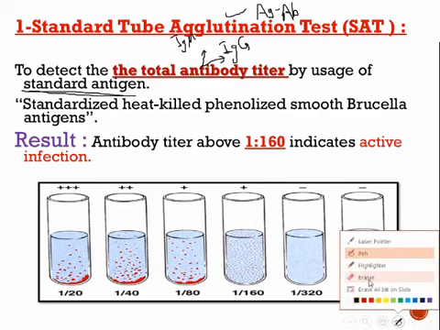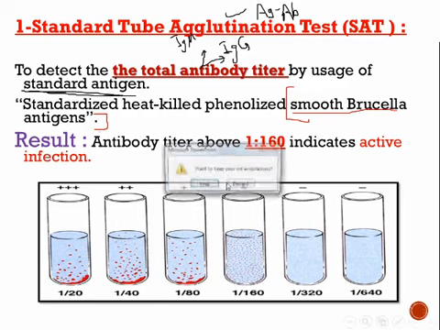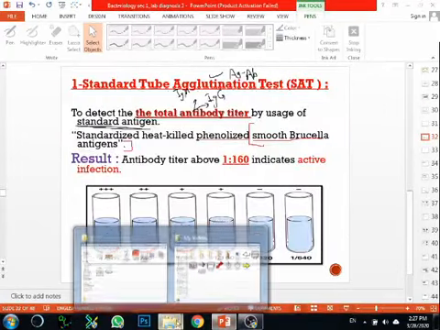So basically, they use something called smooth brucella. Now, let's understand that word by word. They call it standardized heat-killed phenolized smooth brucella antigens. So what does this mean? So we have smooth brucella and rough brucella. So what does it mean basically? Let's see.